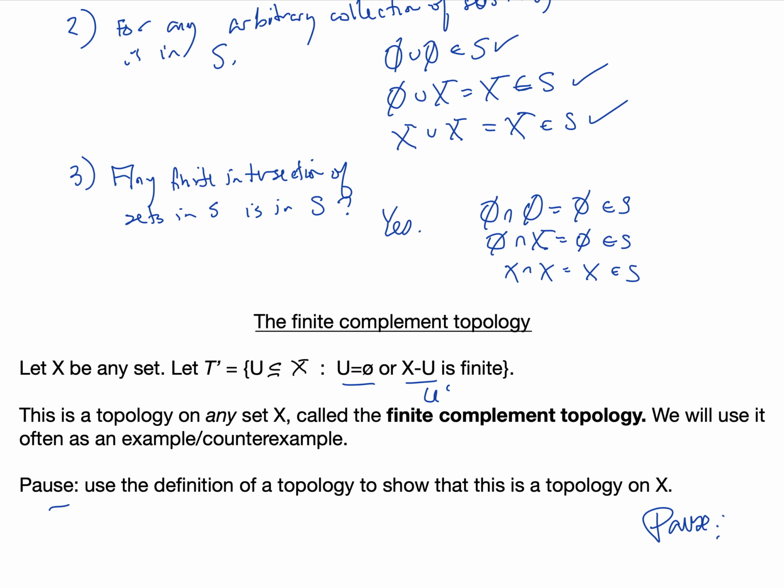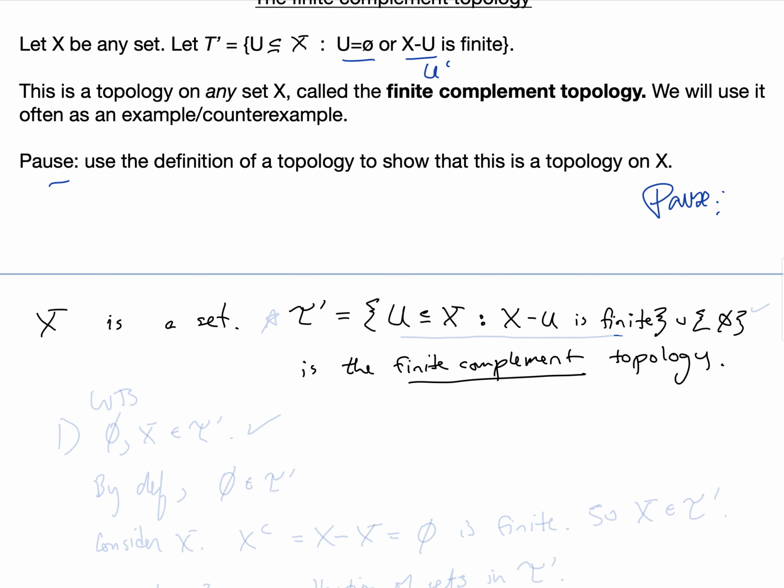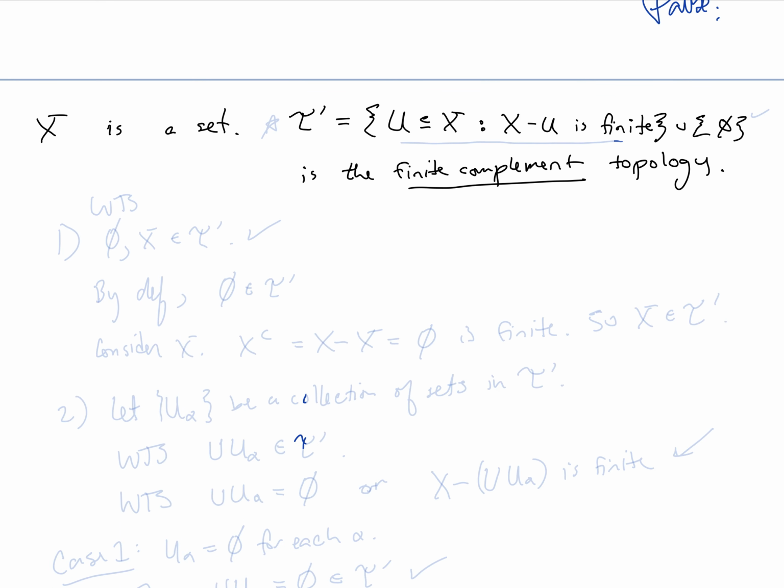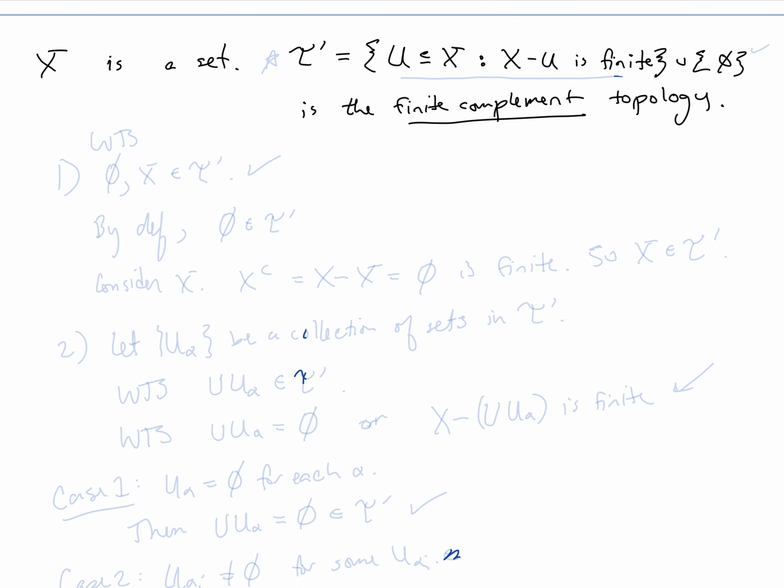All right, so we're saying X is a set. Tau prime is the collection of subsets U of X such that X minus U, the complement of U, is finite, or U is equal to the empty set. This is the finite complement topology. Let's prove that it's a topology on X.